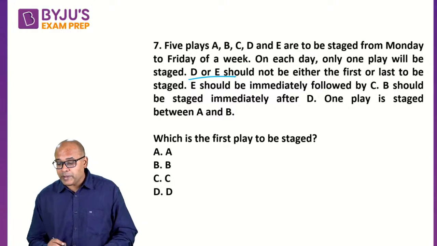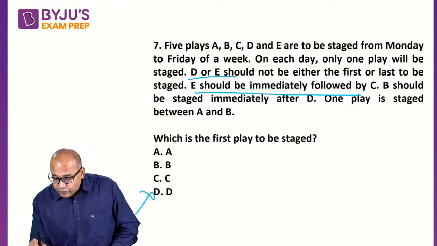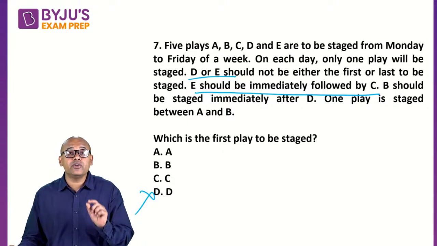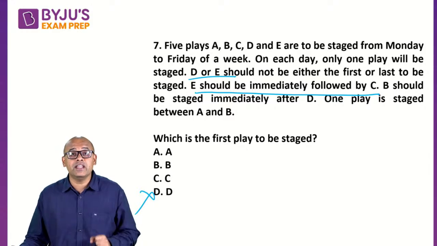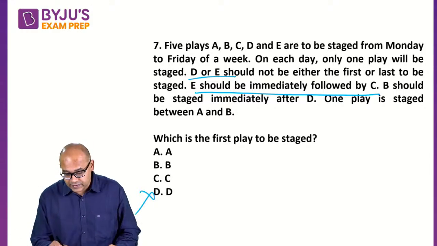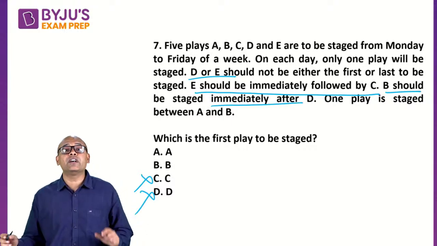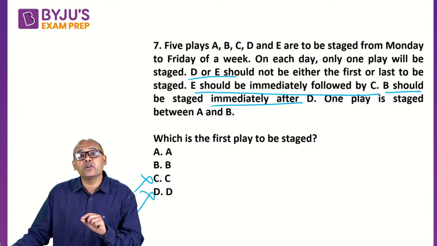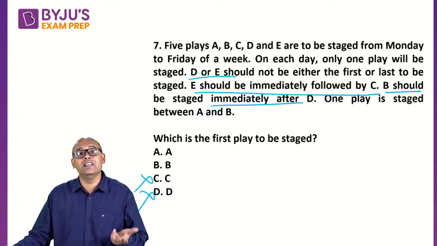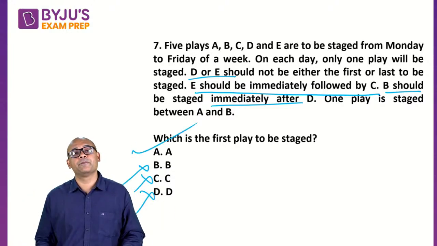D or E should not be the first or last. So D nahi ho sakta hai. E should be followed by C, which means C comes after E. So C cannot be the first. Similarly, B should be immediately after D, which means D should be followed by B. So this is also gone. Without doing anything, you can say the answer is A.